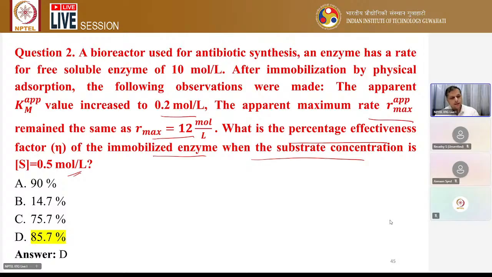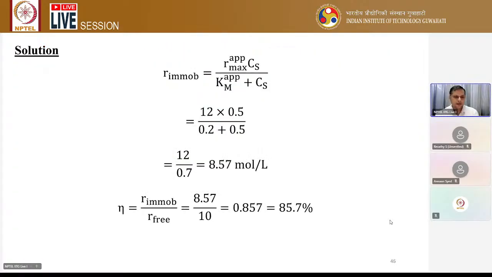As of now, we are not seeing any effect of substrate here. Rather, we are seeing the effect of kinetic parameter change in the Km and Vmax. So if I write the rate of immobilized enzyme, we can write it as Vmax apparent into Cs divided by Km apparent plus Cs.